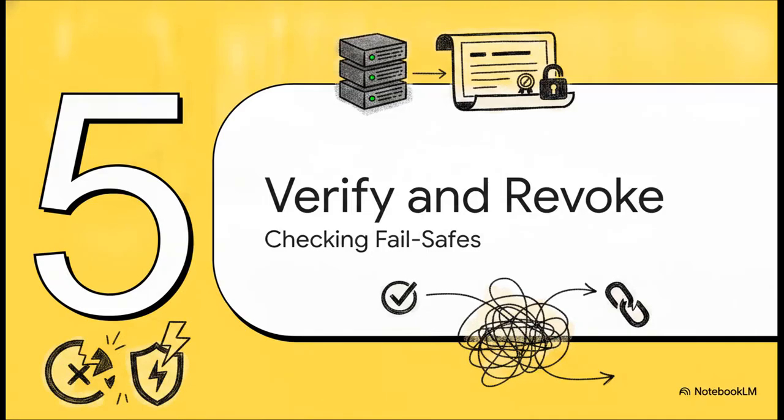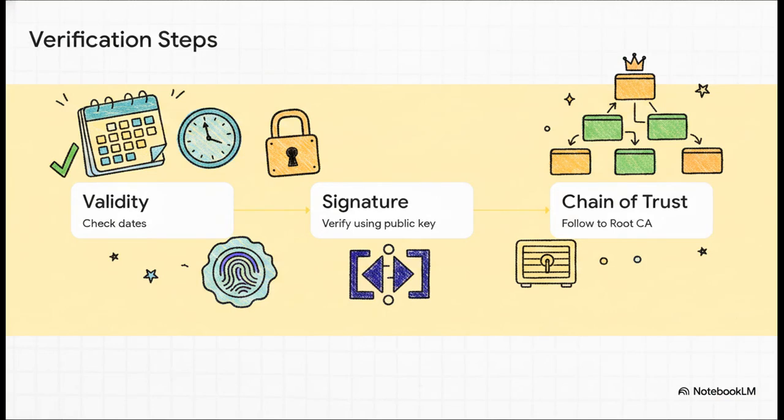Section 5. Verification and Revocation. So the crucial point is understanding the actual algorithmic failsafes our systems execute under the hood. Verification really boils down to 3 critical steps. First, validity. The system checks the system clock to ensure we are currently sitting between the not before and not after constraints.